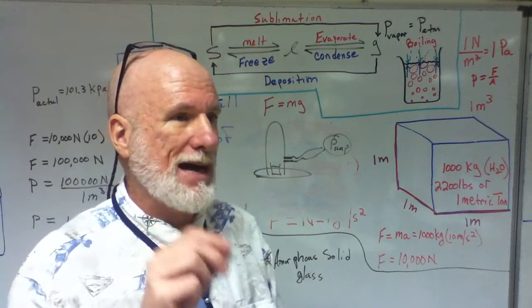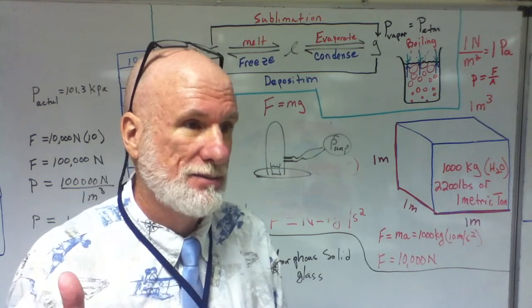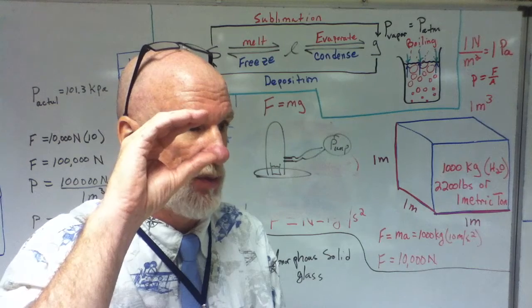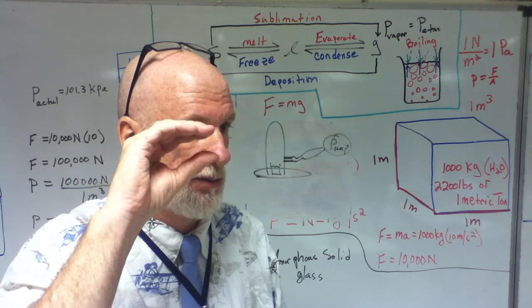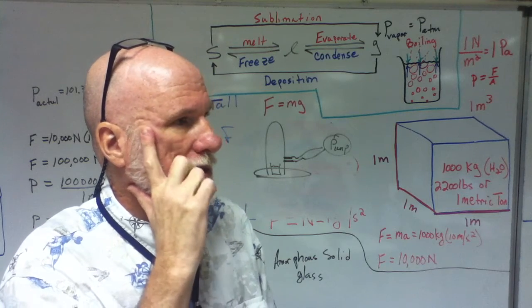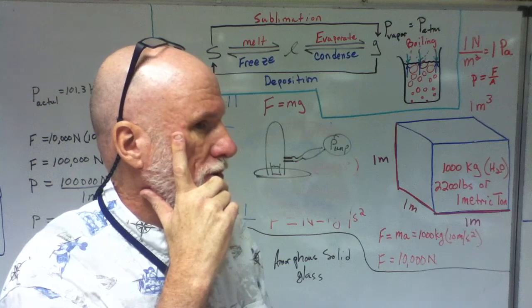Is that boiling water hot? No, it's room temperature, but it's still boiling. Still boiling. Because the atmospheric pressure is way low. So do you see that I can control boiling by controlling pressure?